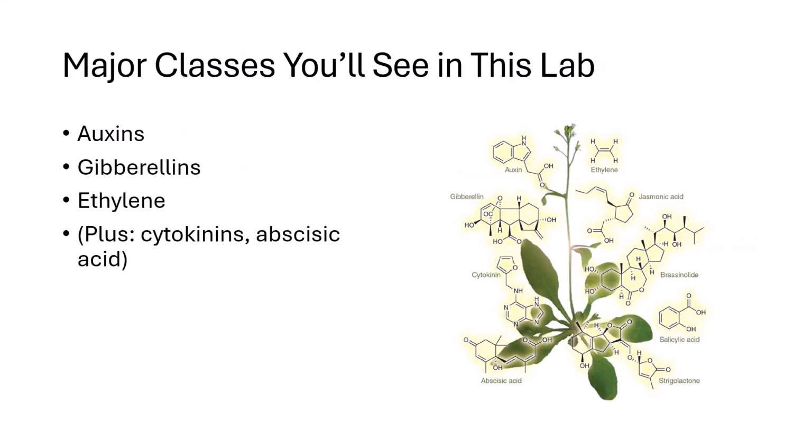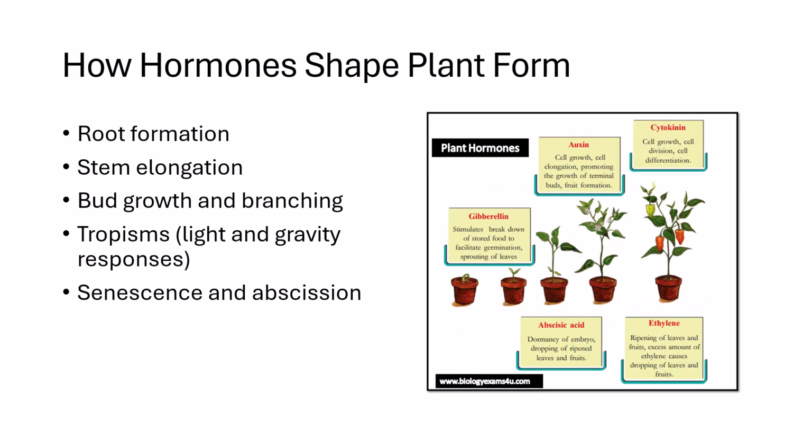There are several major classes of plant growth regulators, but in this lab we're going to focus especially on auxins, gibberellins, and ethylene. Each of these plays a different role in plant development. Auxins are strongly involved in cell elongation, root formation, and tropisms. Gibberellins promote stem elongation and can overcome dwarfism. Ethylene is unique because it's a gas, and it plays a big role in fruit ripening, senescence, and abscission.